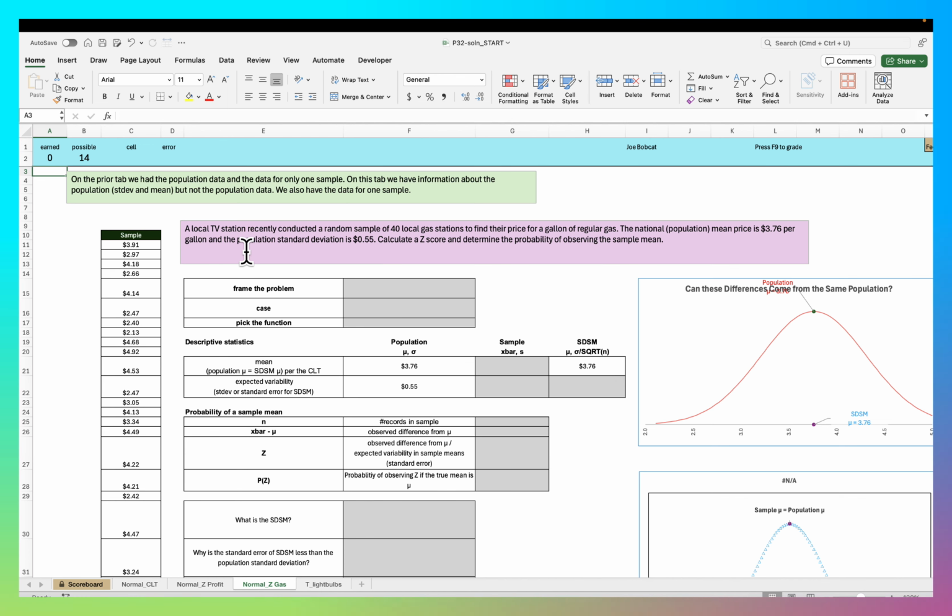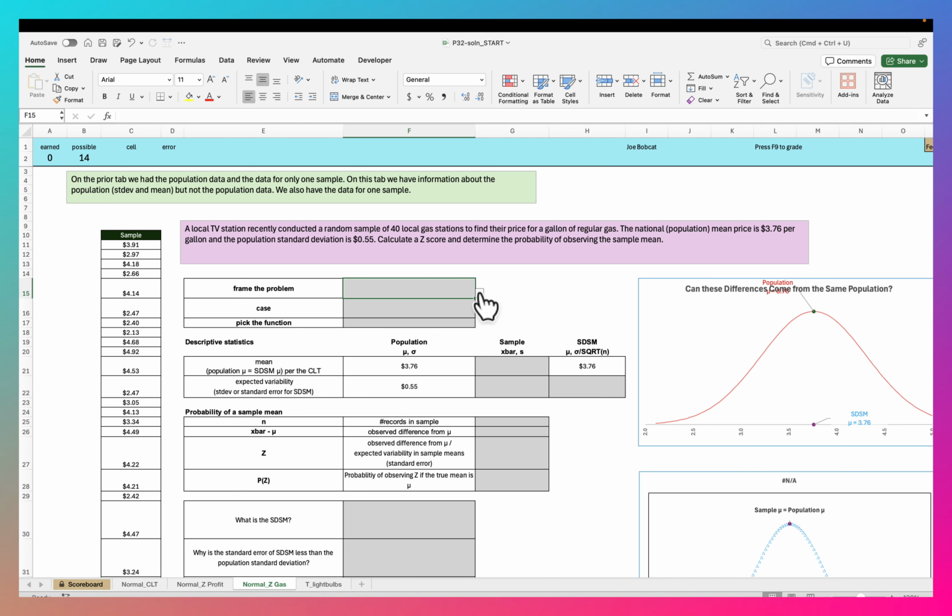A local TV station recently conducted a random sample of 40 local gas stations to find their price for a gallon of regular gas. The national population mean is $3.76 per gallon, and the population standard deviation is 55 cents. Calculate a z-score and determine the probability of observing the sample mean.